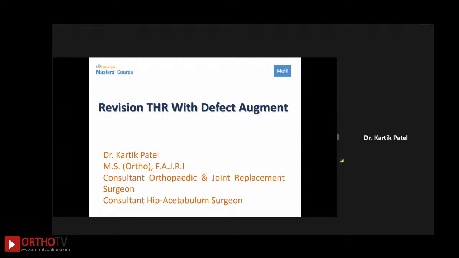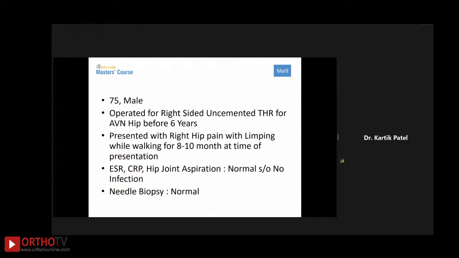So my case is a revision THA with defect augment. The gentleman, a 75-year-old male, operated for right side uncemented THA 6 years before, presented with right hip pain with limping while walking for 8 to 10 months at the time of presentation. ESR, CRP, and hip joint aspiration to rule out infection were normal. The needle biopsy was done and it was normal.